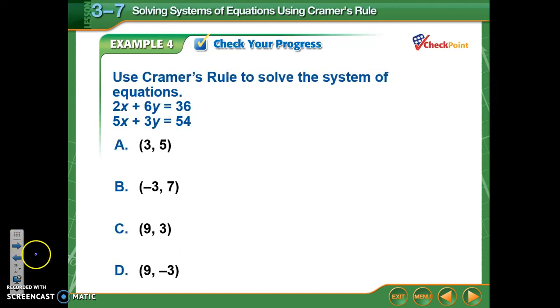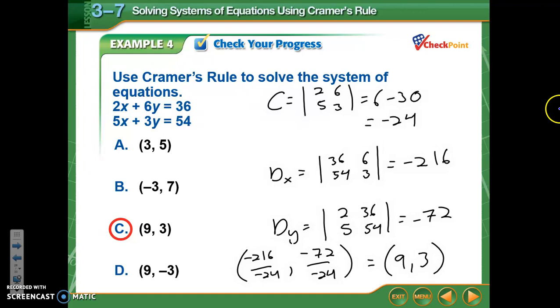All right, I want you guys to pause and try this one. Okay, the answer here was 9, 3. And here is some of the work for that. Your coefficient determinant should have been -24. Your x determinant should have been -216. Your y determinant should have been -72. Then when you divide the x determinant by c, you get 9. And the y determinant by c, you get 3.